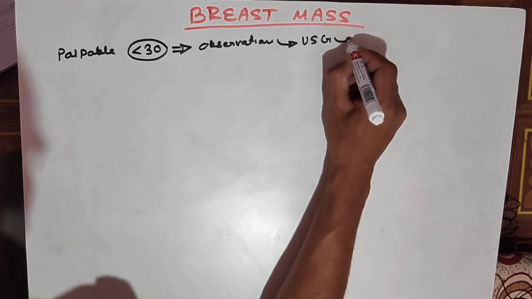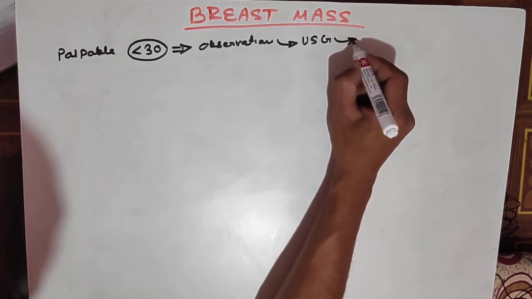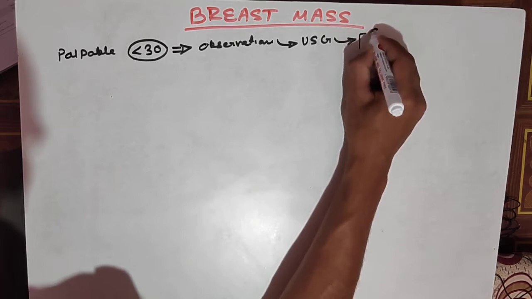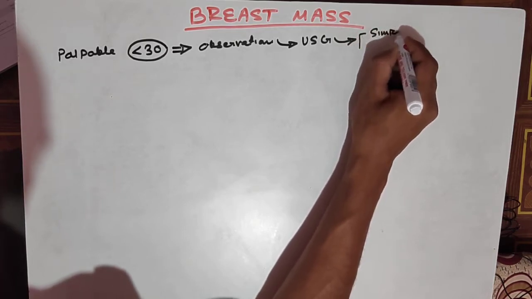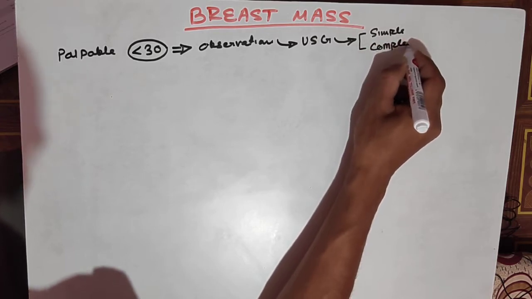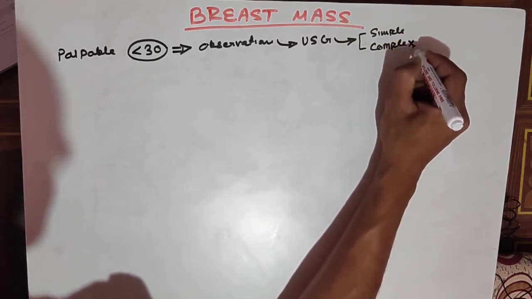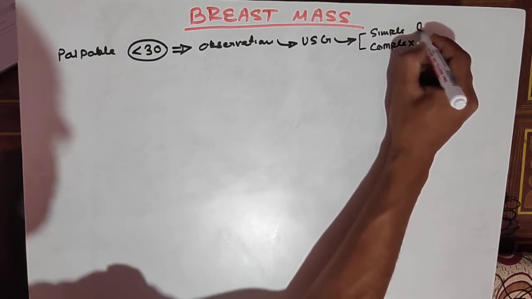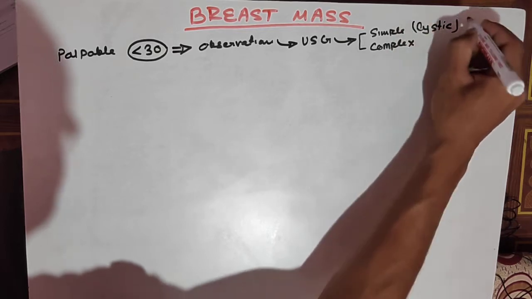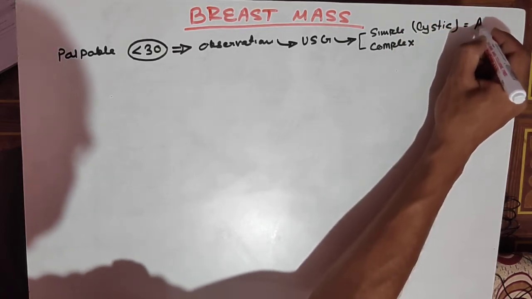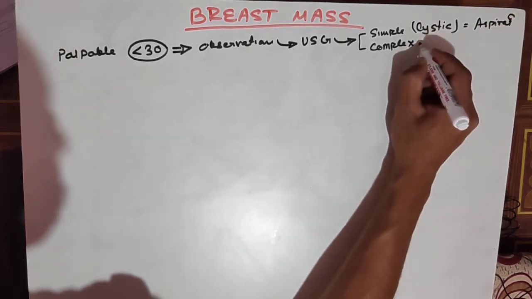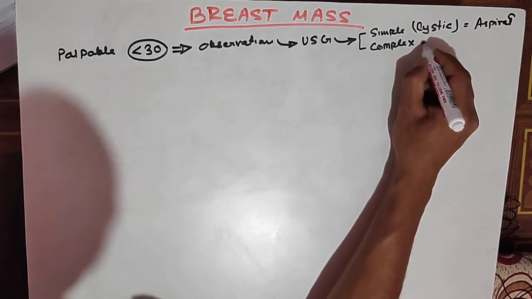After USG, we should differentiate the mass. USG will show you whether the mass is of simple type or a complex type. Simple is usually a cystic mass. Now if the mass is cystic, we can go for aspiration. Whereas if it is complex, we should go for biopsy.